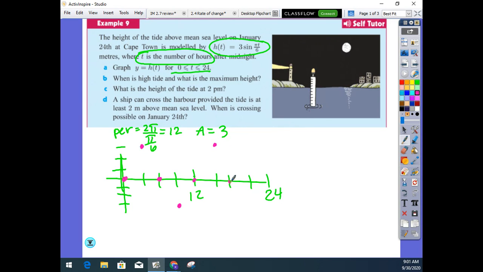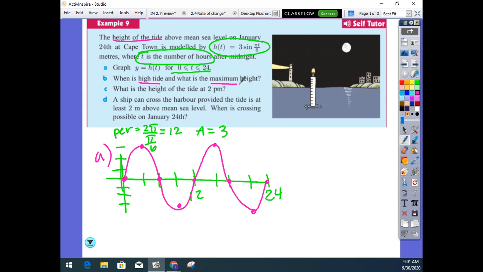Does it make sense? In a 24-hour period, you have the morning and the afternoon, and it repeats itself, so every 12 hours it's repeating itself. And that's for tides, the height of the tide. All right, so this is letter A. Then we're just going to answer some questions.